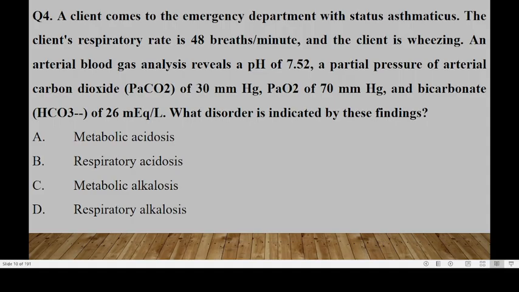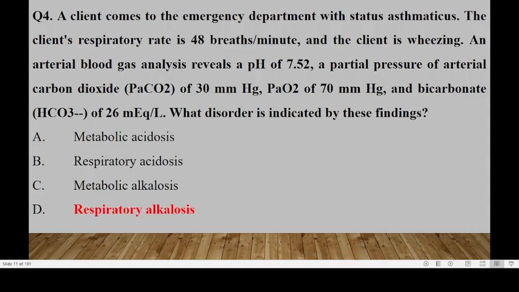Question number 4: a client comes to the emergency department with status asthmaticus. The client's respiratory rate is 48 breaths per minute and the client is wheezing. An arterial blood gas analysis reveals a pH of 7.52, a partial pressure of arterial carbon dioxide of 30 millimeters of mercury, a partial pressure of oxygen of 70 millimeters of mercury, and lastly bicarbonate of 26 milliequivalents per liter. What disorder is indicated by these findings?